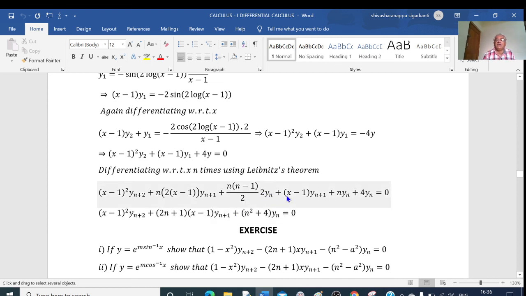The 2 gets cancelled. One more yn term is here, one more yn term is here. Taking yn as a common factor, I get n squared minus n plus n. Minus n plus n gets cancelled. n squared remains, and plus 4 remains here. So (n squared plus 4) into yn is equal to 0. So this is the required equation. Okay, stop here. Thank you.